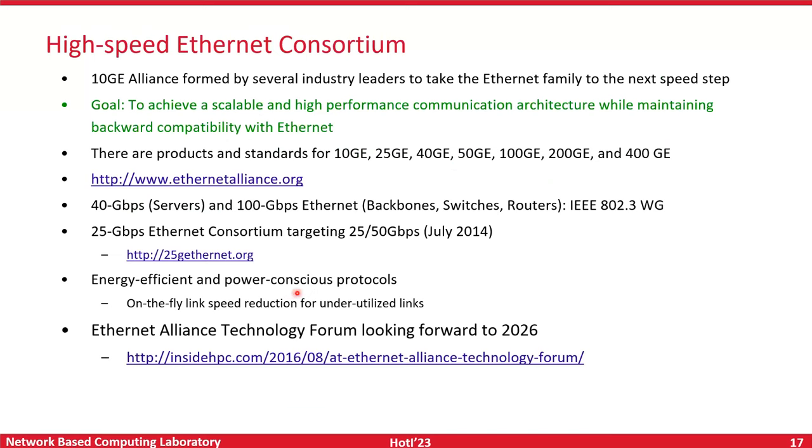Similarly, once InfiniBand started, a similar consortium also started for high-speed Ethernet. Prior to that, we had the 1 gigabit Ethernet consortium. Then they formed the 10 gigi alliance. The goal was very similar, as you can see: to achieve a scalable, high-performance communication architecture, but with a focus on backward compatibility with Ethernet. A lot of interesting things have happened in this field over the last 20 years. Ethernet went from 10 megabits, 100 megabits, 1 gigabit, 10 gigabits, and the natural progression was to jump from 10 to 100.